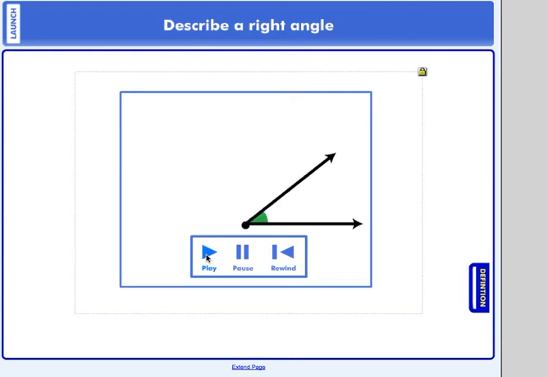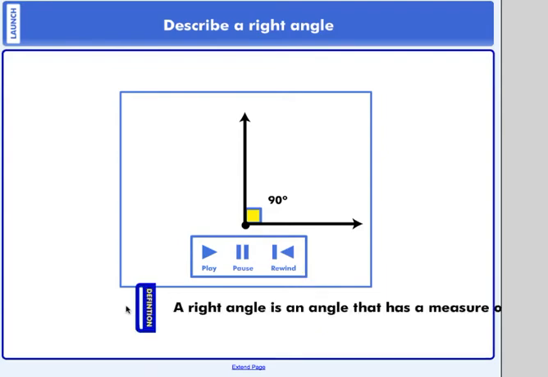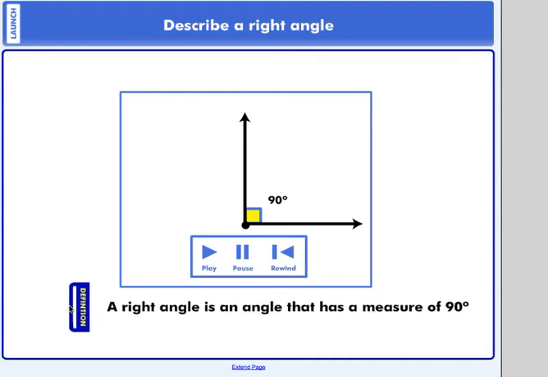A right angle looks like this. It is exactly 90 degrees. In your notes, go to your next clean page, and at the top write angles or kinds of angles. And let's put right angle in there. So we're going to put down right angle and write the definition. A right angle is an angle that has a measure of 90 degrees.